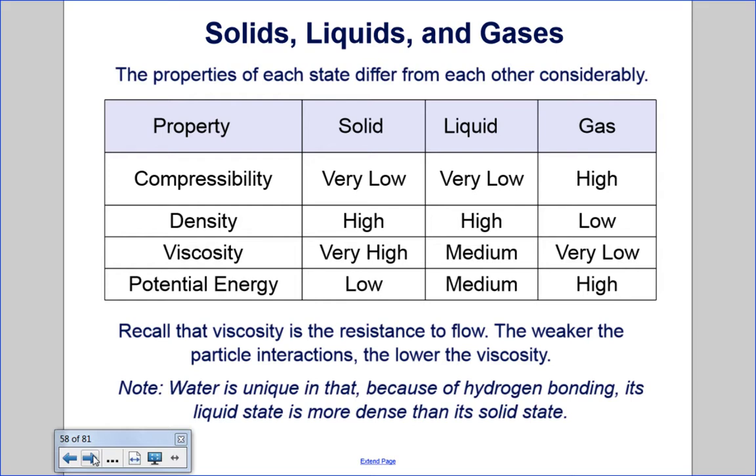Viscosity, which is defined as the resistance to flow: solids don't flow at all, so it's a very high viscosity. Liquids have medium viscosity, and gases have basically no resistance to flow, very low viscosity. Finally, in terms of potential energy, solids are already in the lowest energy state, so they've got the lowest potential energy. Liquids have slightly more, as you have to add energy to solids to make them turn into a liquid, and then you have to add more energy further to liquids to turn them into a gas.